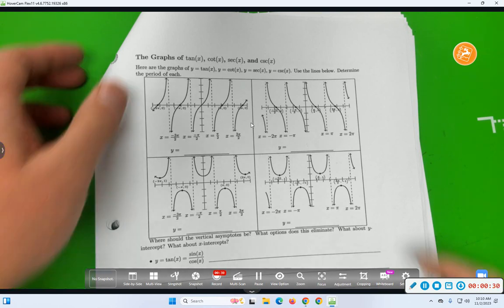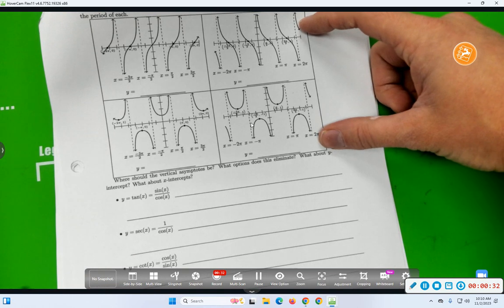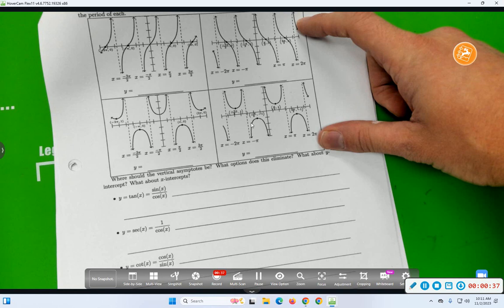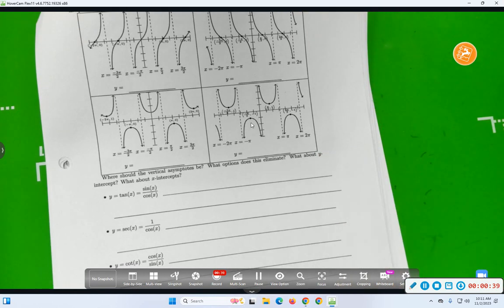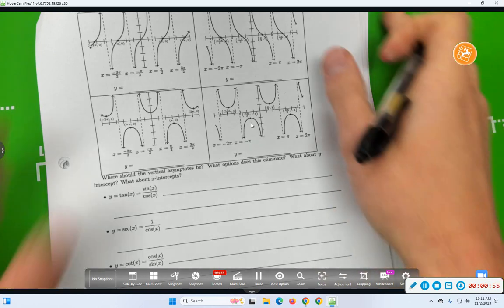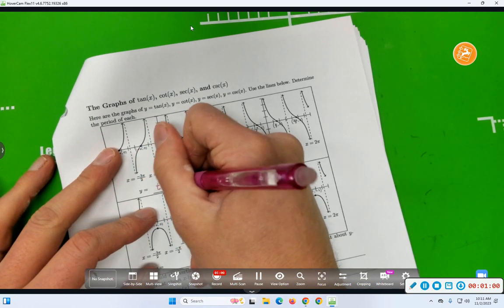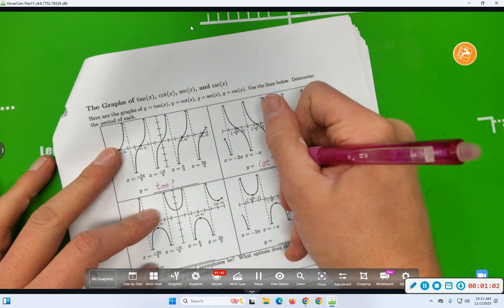Let's identify which of these is tangent, which is cotangent, which is cosecant, which is secant. We'll do some work below to figure that out, but maybe I'll see if anyone has any intuition right now. Anyone want one of those graphs to be one of those functions? Yeah. Tangent's top left, cotangent's top right. I think that's right, but let's see. Maybe this is tangent. Maybe this is cotangent.